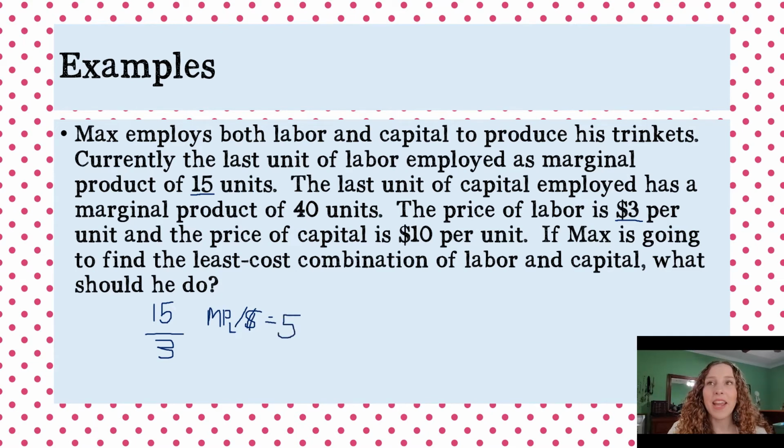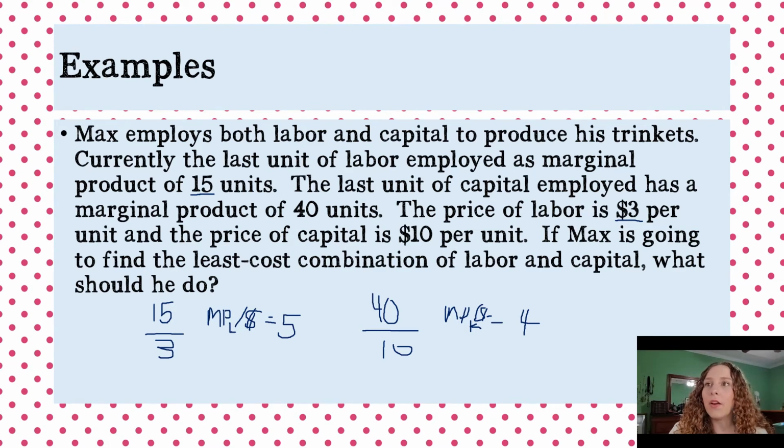All right. Now for capital, the marginal product of the last unit is 40. We're going to divide that by the price of that capital, which is 10. So their marginal product of capital per dollar, sorry, I'm not going to spend too long trying to draw this, would equal 4. 40 divided by 10. Okay, so we have a marginal product of labor per dollar of 5 and a marginal product of capital per dollar of 4.